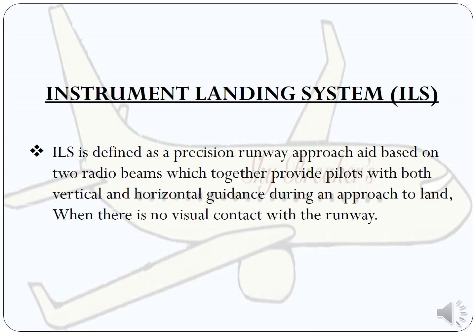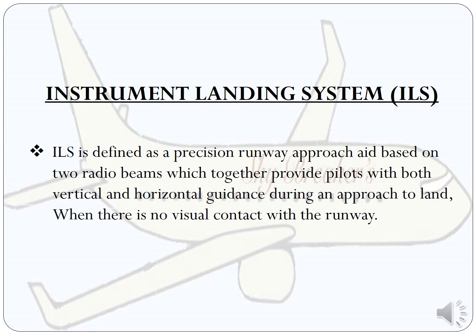Instrument Landing System. The abbreviation of Instrument Landing System is ILS. ILS is defined as the precision runway approach aid based on two radio beams which together provide the pilot with both vertical and horizontal guidance during an approach to land when there is no visual contact with the runway.